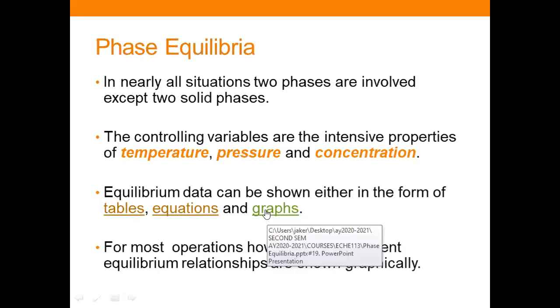Now, another way of expressing equilibrium is in the form of graphs, and this is often the case. So you have here the relationship of the mole fraction of, let's say, species A in the liquid phase with its relationship with the mole fraction of A in the vapor phase or in the gas phase. Most of the time, this is the kind of equilibrium relationship that we get data for or that we are using in our problems and separation processes. Although, of course, Raoult's law and Henry's law are often used as well.